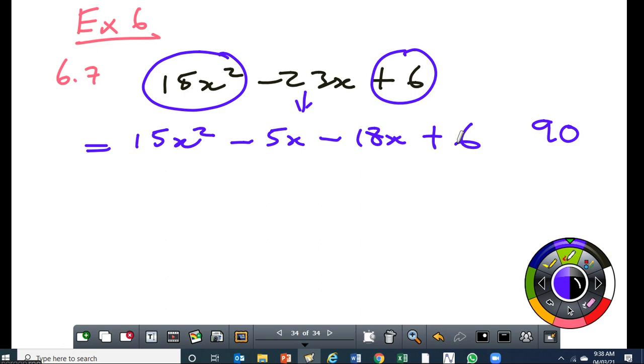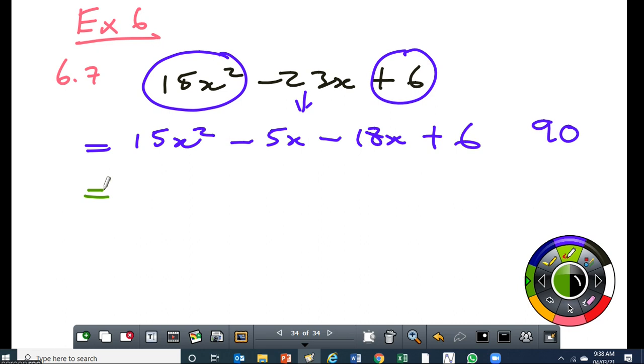Have you ever had this method? Raise your hand if you've ever heard about this method. Okay. Now, from now on, you're going to find that it is probably the easiest way to factorize any trinomial. Then, from here, we now factorize by a common factor.